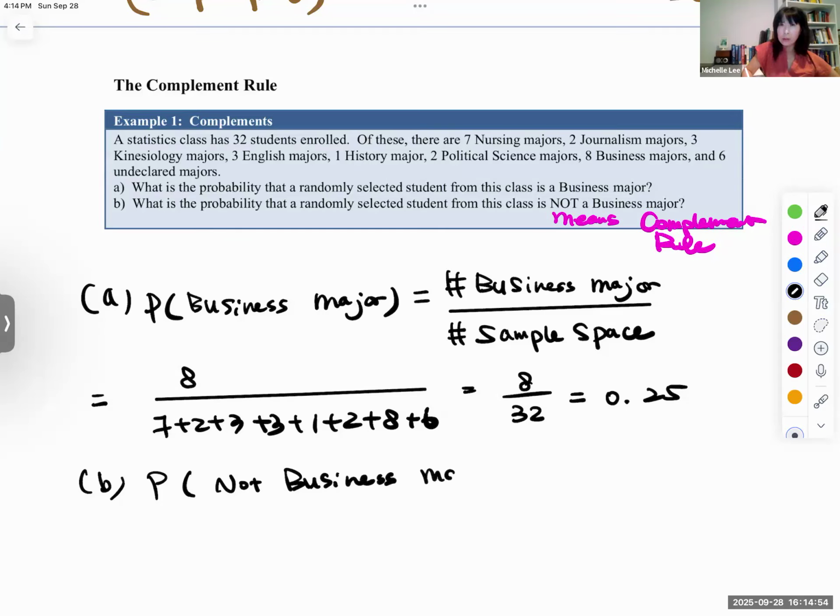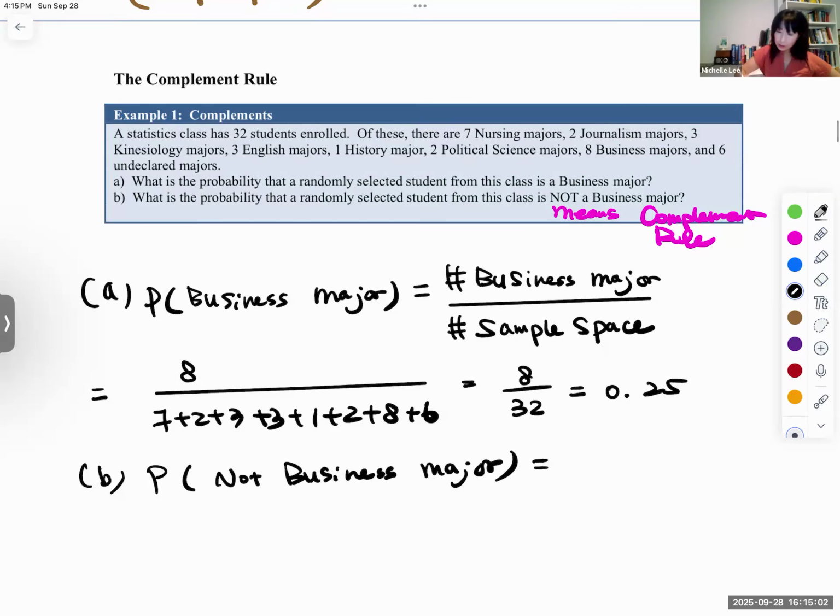Yeah, we can do that. We can do it two ways. Yeah. So, the frequency of the number of non-business majors, right? We can do that. Let us do this one first. Then we are using the formula, right?